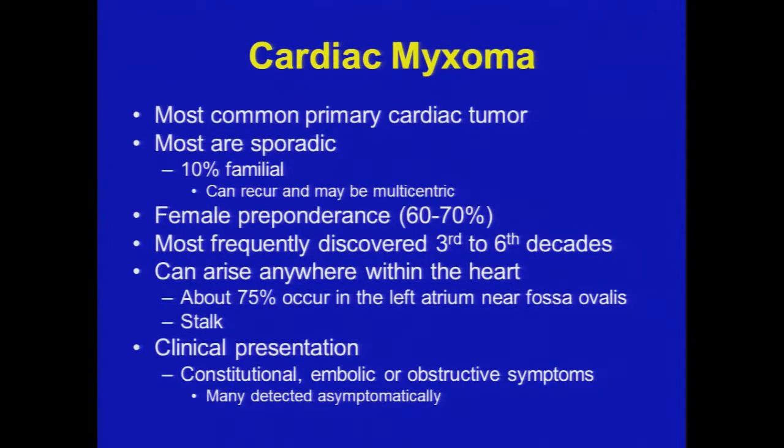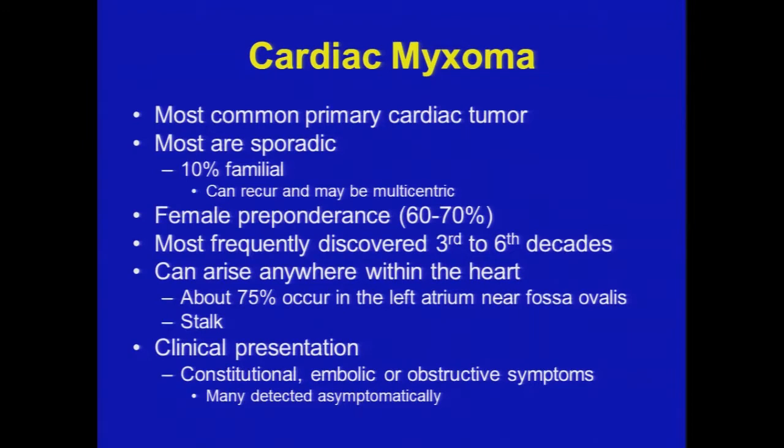Cardiac myxoma is the most common primary cardiac tumor. Most cases are sporadic, but in about 10% of cases they are familial. They tend to cluster in women, and they can recur and be multicentric. They're most frequently seen in the 3rd to 6th decades of life. They may arise anywhere within the heart, but characteristically, about 3/4 of them are seen in the left atrium, adjacent to the fossa ovalis, and they characteristically have a stalk.